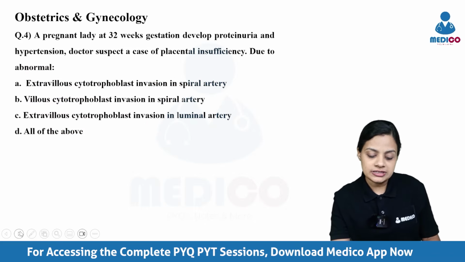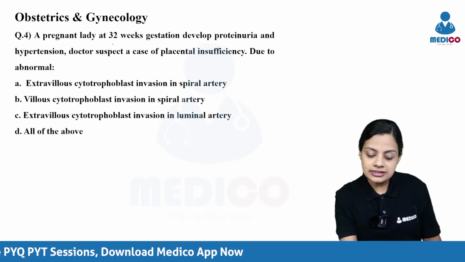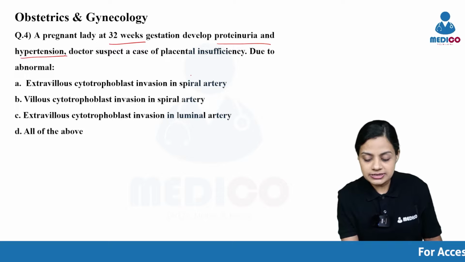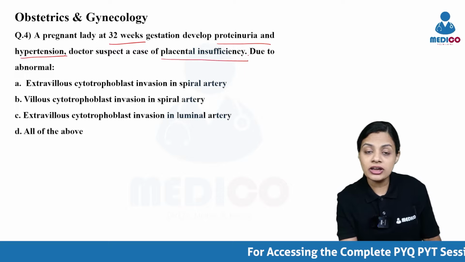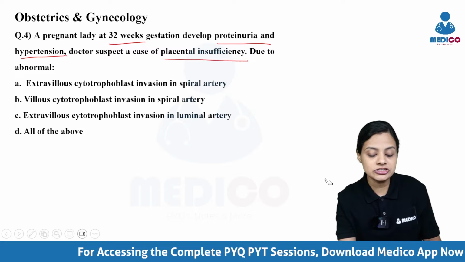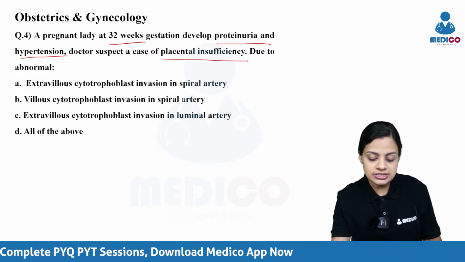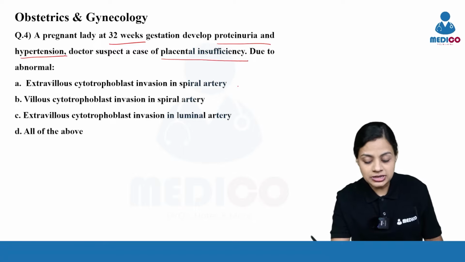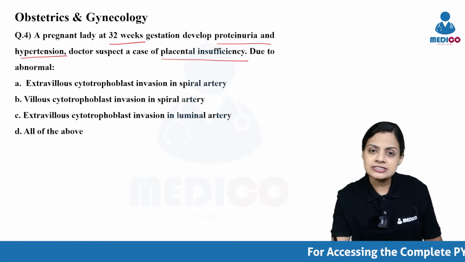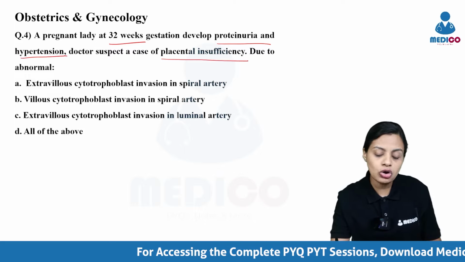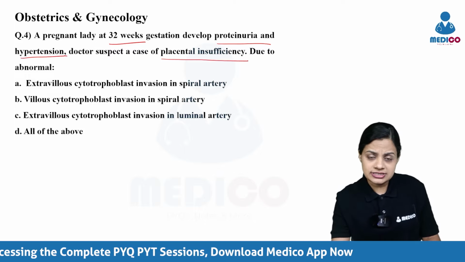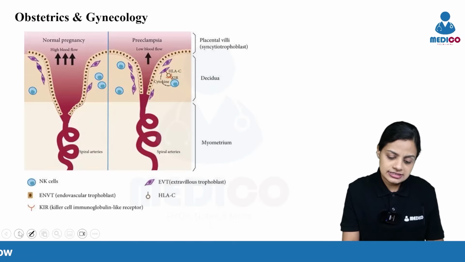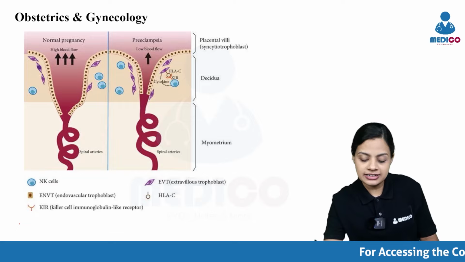Now we come to the fourth question. A pregnant lady at 32 weeks develops proteinuria and hypertension. The doctor suspects a case of placental insufficiency. Why does placental insufficiency occur? You've got these choices: extravillous cytotrophoblast invasion in spiral artery, villous cytotrophoblast invasion in spiral artery, extravillous cytotrophoblast invasion in luminal artery, all of the above. As we discuss this, I think you may already have studied this, you will know the answer. But as we discuss this, let us just take up the spiral arteries, the arterial system.